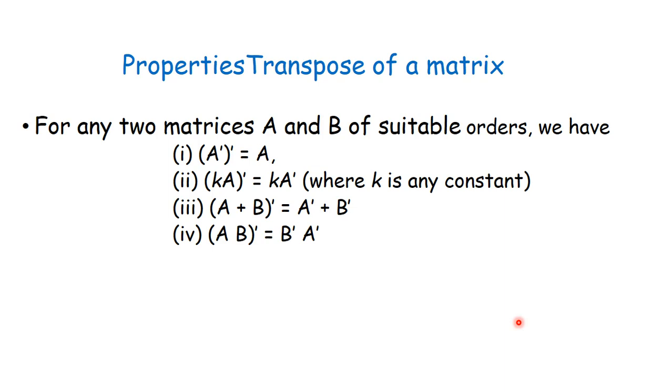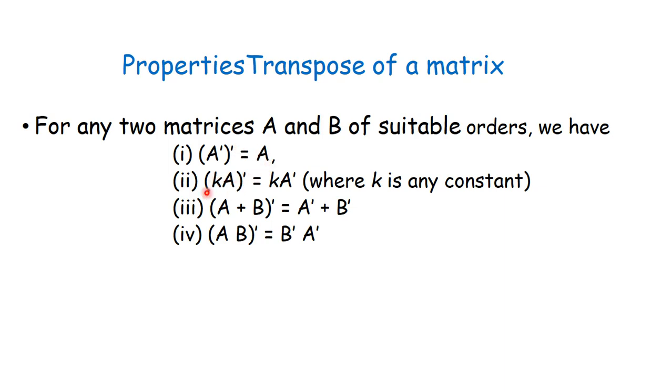Now there are some properties of transpose of a matrix. Suppose you are given two matrices A and B. They are of suitable order. Then the transpose of a transpose matrix will be the original matrix. Suppose you are given matrix A and you have taken A dash, and what happens if again you take the transpose of your A dash? You will get the original matrix.